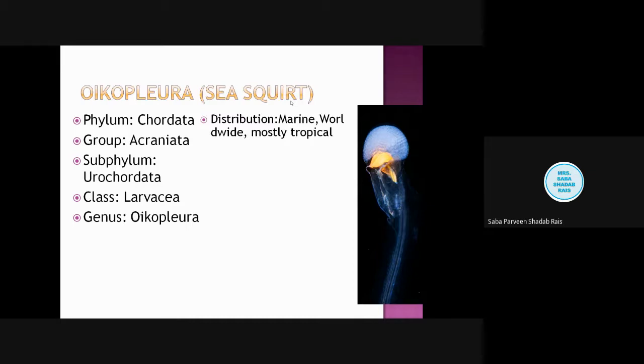So see, all Urochordates are distributed in marine habitats worldwide, mostly in the tropical region. All are marine only, that's why they are Urochordates. Habit and habitat: they are small and pelagic, found in the pelagic region of the ocean, that is the open ocean region. When we talk about their length, they are very, very small, measuring 0.5 to 8 millimeter. They just look like a tadpole.